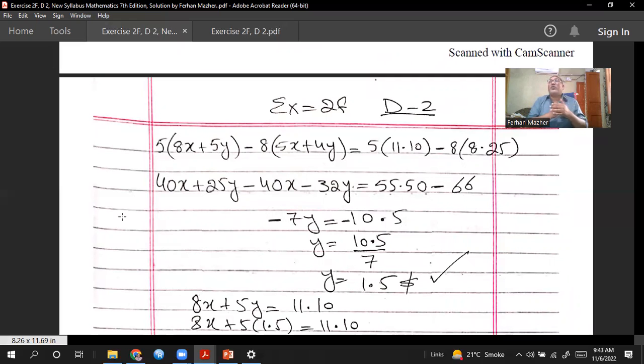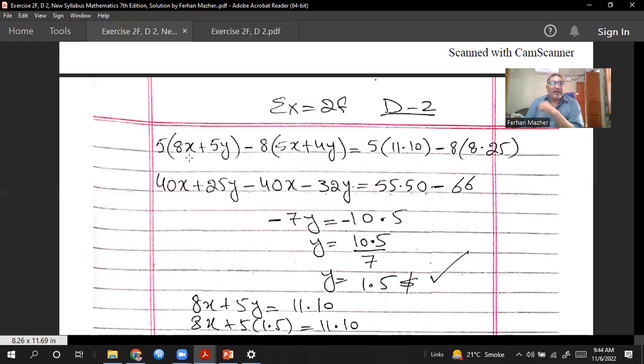From the left side of the equation, the left side will be subtracted. From the right side of the equation, the right side will be subtracted. So you will have 5(8x plus 5y) minus 8(5x plus 4y) equals 5(11.10) minus 8(8.25). So this will be 40x plus 25y minus 40x minus 32y equals 55.50 minus 66.